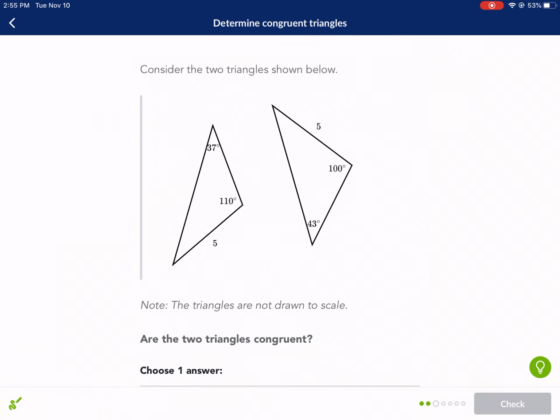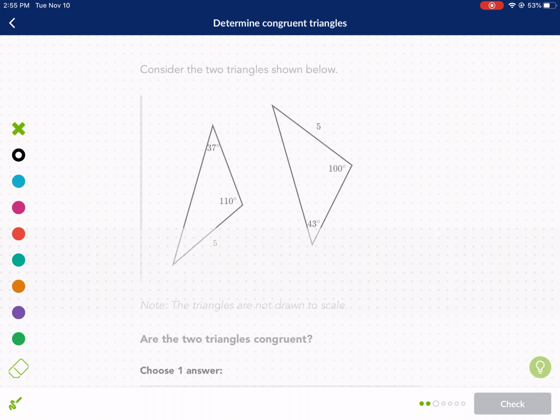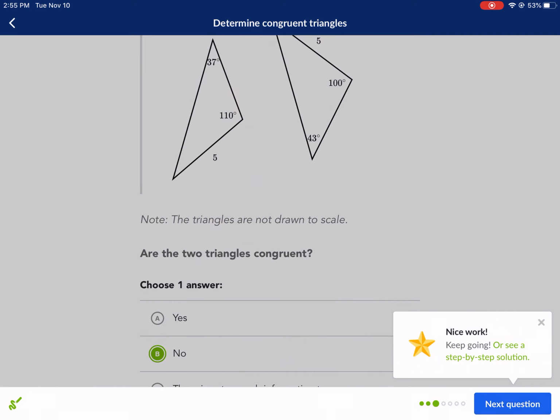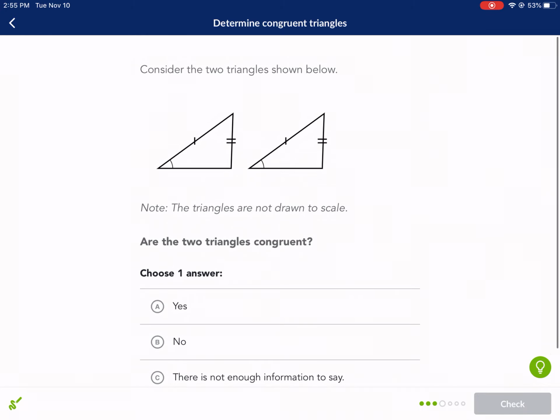Okay. Now, here we go. Consider the two triangles shown below. So we have 37, 110, okay, 143. These angles are different from each other. Because these angles are different, there's no way that they can have the same angle measures. Even though one of the sides is the same, there's no way that the other angles are equal. So if the angles aren't equal, then we already know it's not going to be congruent. So it's no.